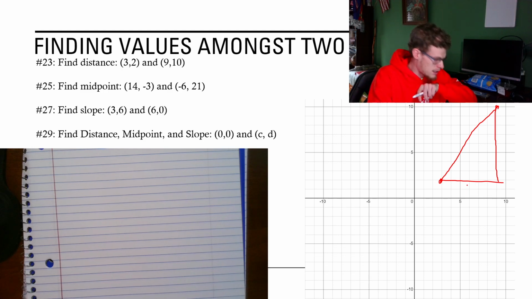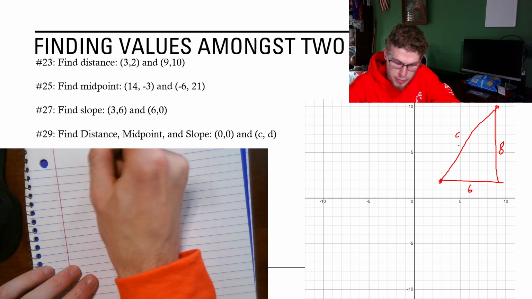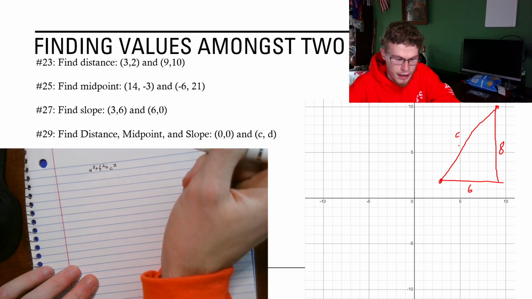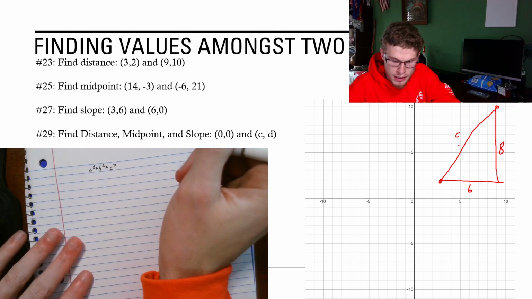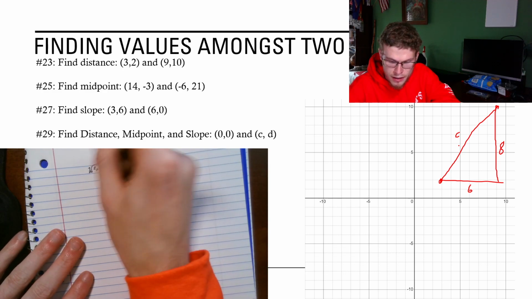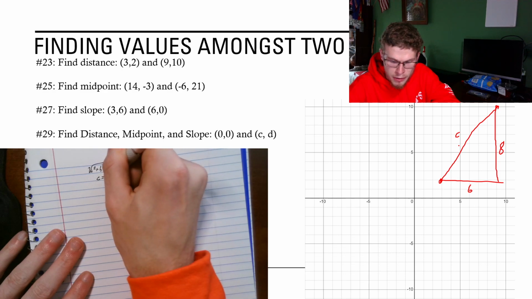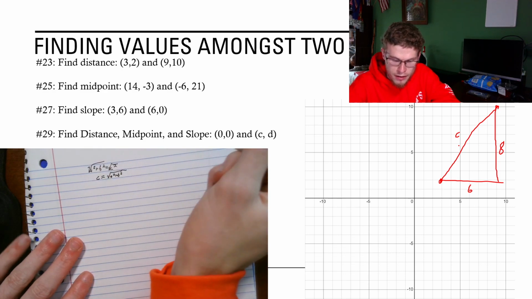But you guys could probably see that this is 1, 2, 3, 4, 5, 6 units, 6 blocks, on the graph. And then this one goes up from 2 to 10, so this is 8. So you could use the Pythagorean theorem, but technically what you're looking for here is c, right? Since we know that a squared plus b squared equals c squared, we could simply take the square root of both sides, and then we could easily find c by taking the square root of a squared plus b squared, right?